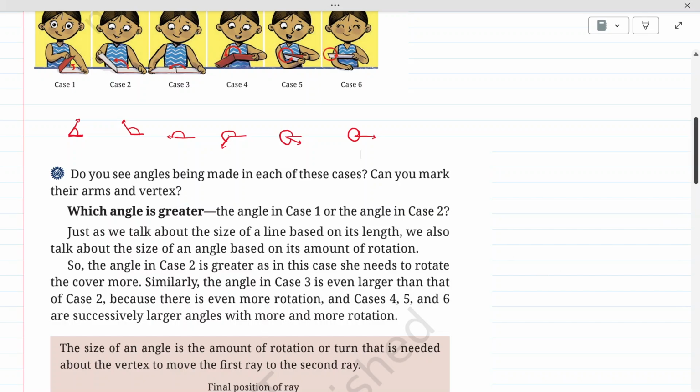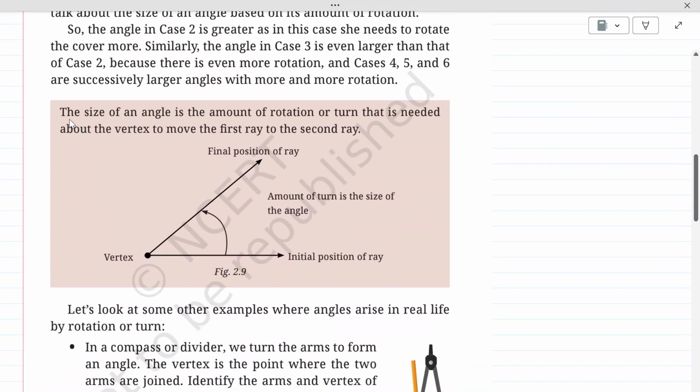Okay, now next: the size of an angle is the amount of rotation or turn that is needed about the vertex to move the first ray to the second ray. So what is mentioned here is, what is an angle? Angle is the amount of rotation. Angle is the gap between these two lines. First of all, understand it this way. This is the gap between these two arms. You can also say that this is the amount of rotation of this down ray.